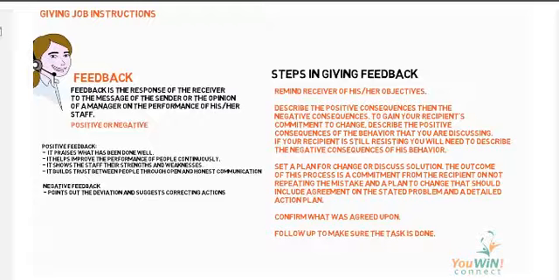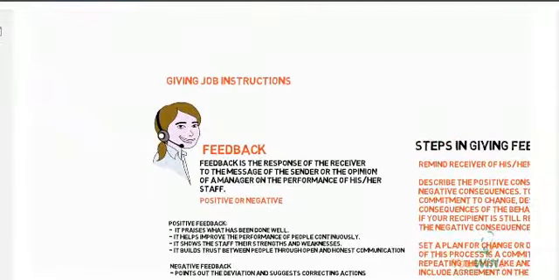The next step will be to set a plan for change or discuss a solution. The outcome of this process is a commitment from the recipient on not repeating the mistake and a plan to change, which would include an agreement on the stated problem and a detailed action plan. You need to confirm what was agreed upon and then follow up to make sure that the task is done.